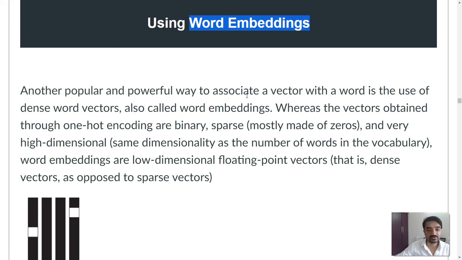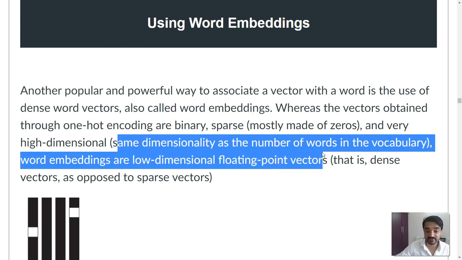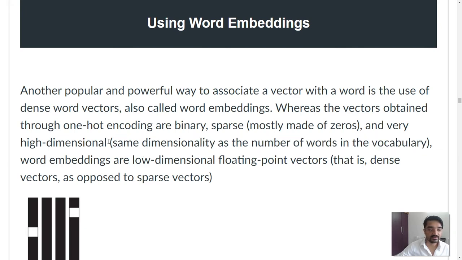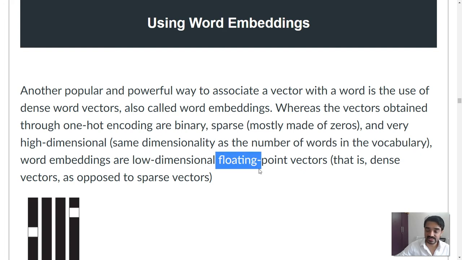Another popular and powerful way to associate a vector with a word is the use of dense word vectors, the so-called word embeddings. Whereas the vectors obtained through one hot vector encoding are binary and sparse, which means that out of 40,000 elements, 39,999 are going to be 0, and they're only going to be 0 or 1. We can't use any other value there. And they are very high dimensional, 50,000 or 60,000, depending on the total number of words we have in the vocabulary, so it's going to be pretty high. Word embeddings are low dimensional, which means I will not have 50,000 dimensions to handle a 50,000 word vocabulary, maybe just 10. They are low dimension and floating point, and I can assign any value. So I'm not limited to 0 and 1 now.